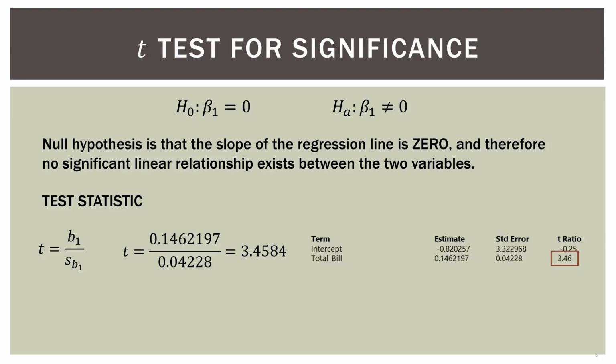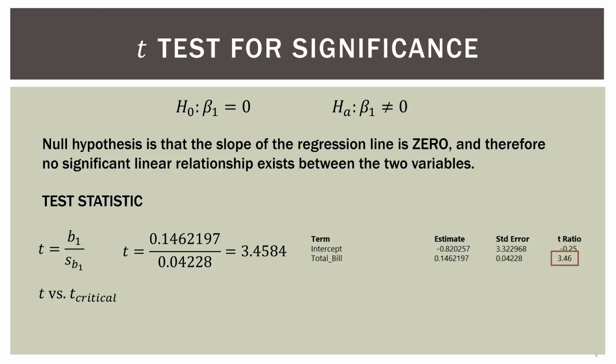And again, we have seen this before. It's in the output, the t ratio in the output, 3.46. Over here, 3.4584, round that up. That is the same thing. And we can confirm that they do match. One we did by hand, one we did by the software.